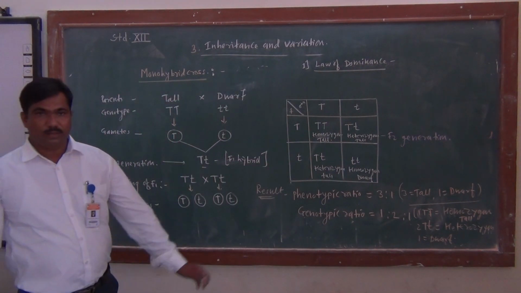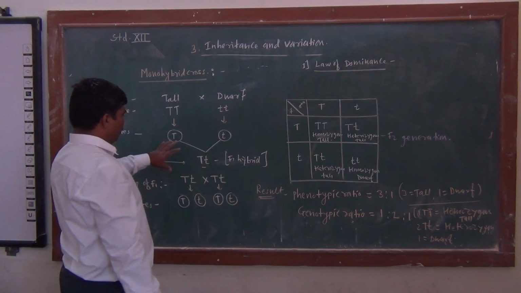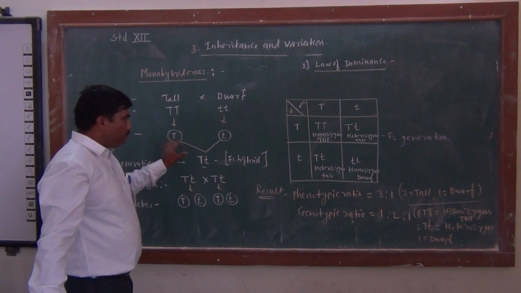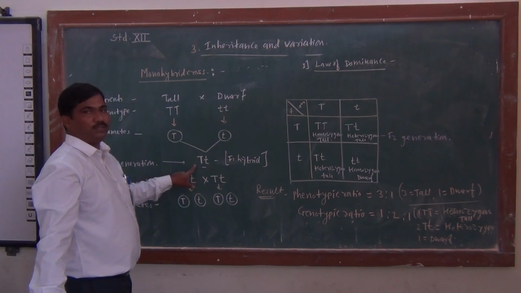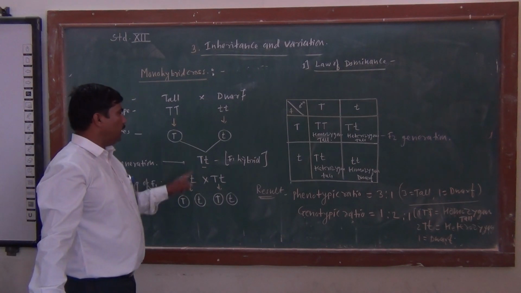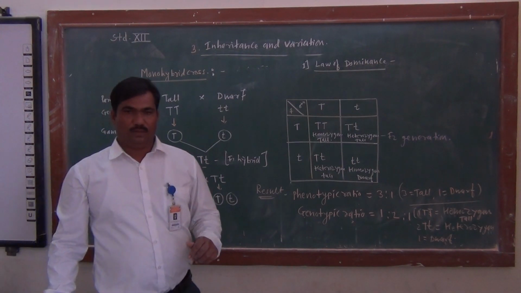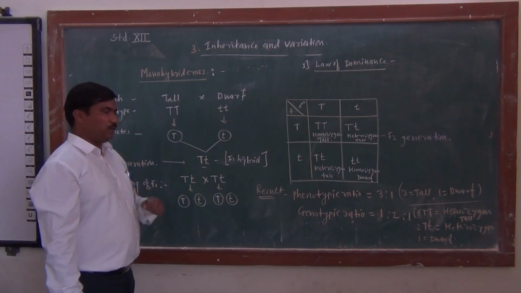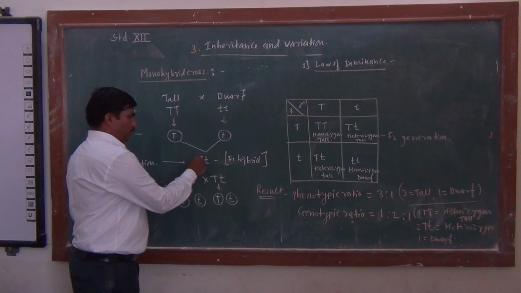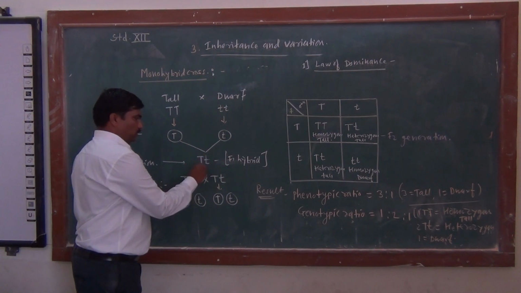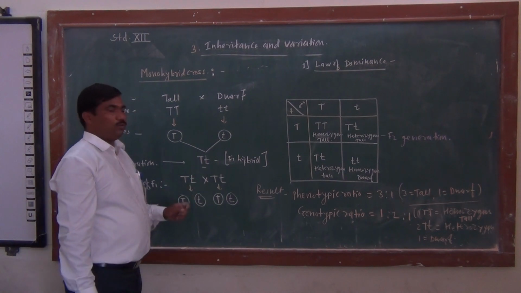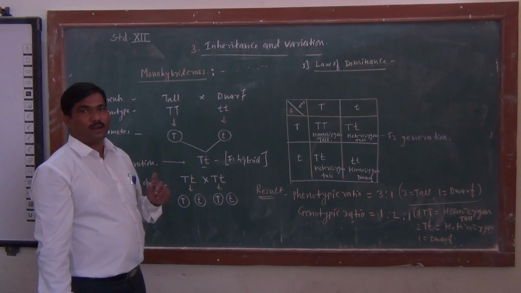Mendel explained this: characters that appear in the F1 generation are called dominant characters, or the allele that expresses in a heterozygous condition. These alleles are the dominant alleles. Suppose this is capital T and small t. This is the heterozygous condition. In the heterozygous condition also, the dominant trait is expressed.